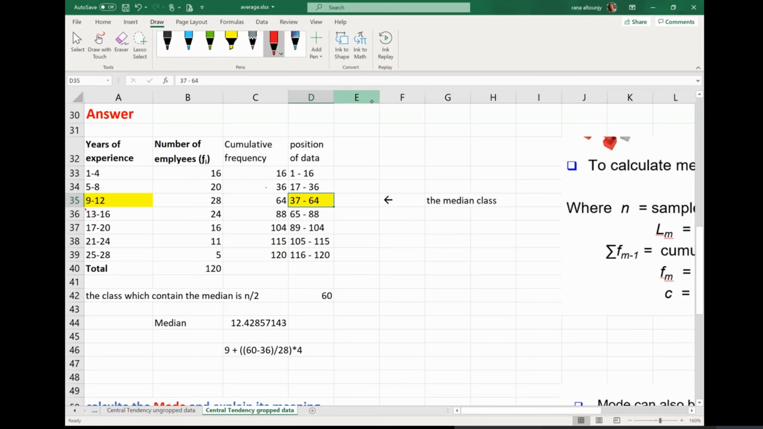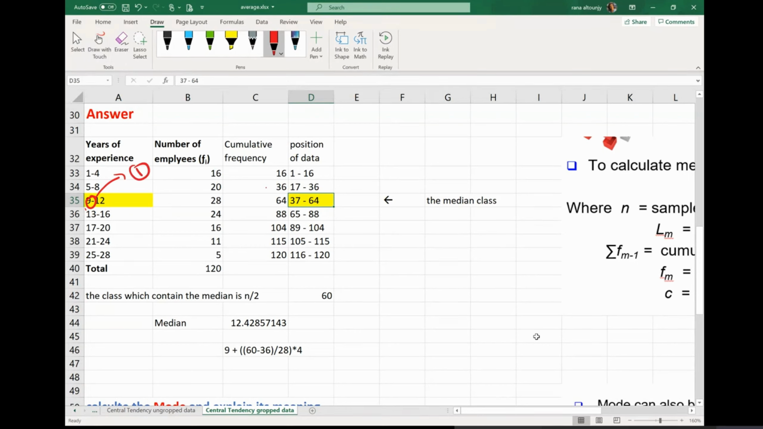So the lower limit of our median class, the LM, is 9. Then second information, we need to find it. Let me put numbers. It will be easier to follow the equation. So this is the number 1.